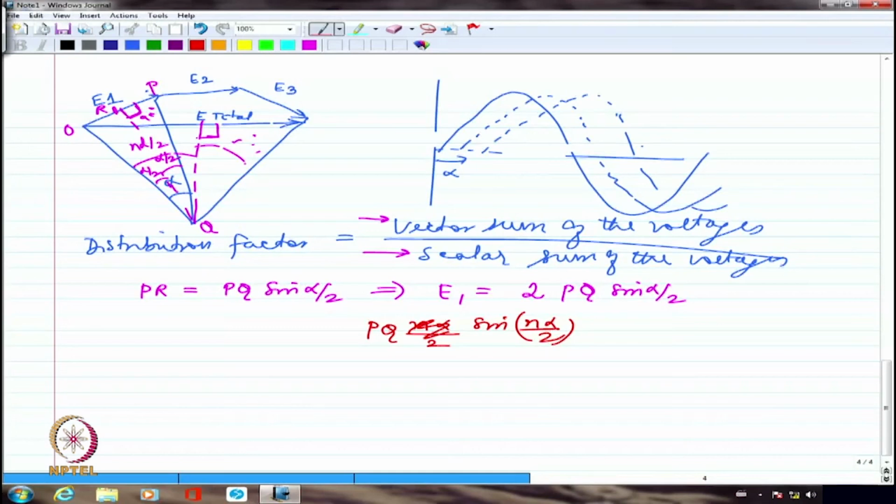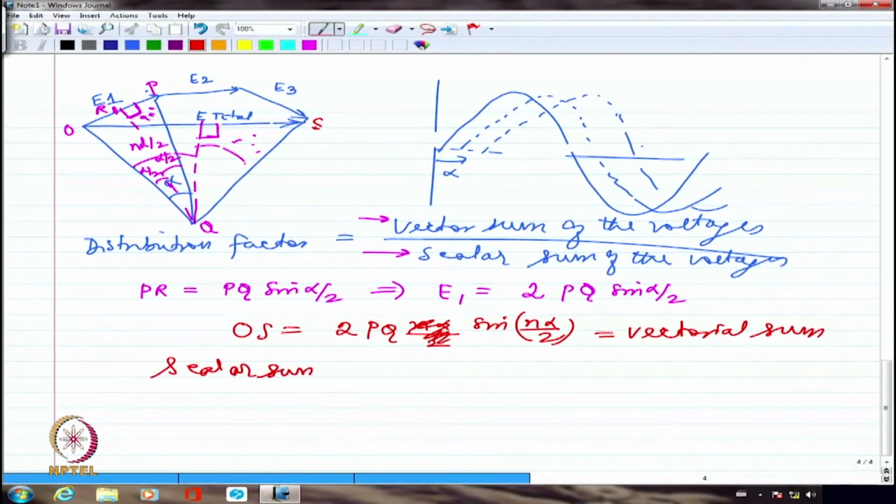Right? So this is going to be 2 times, this will be the overall length of, if I say this is OPQR and then this is S, so I should say OS will be 2PQ times sine of n alpha by 2. So this is actually the vectorial sum, whereas the scalar sum is going to be n times 2PQ, n times 2PQ into sine alpha by 2.